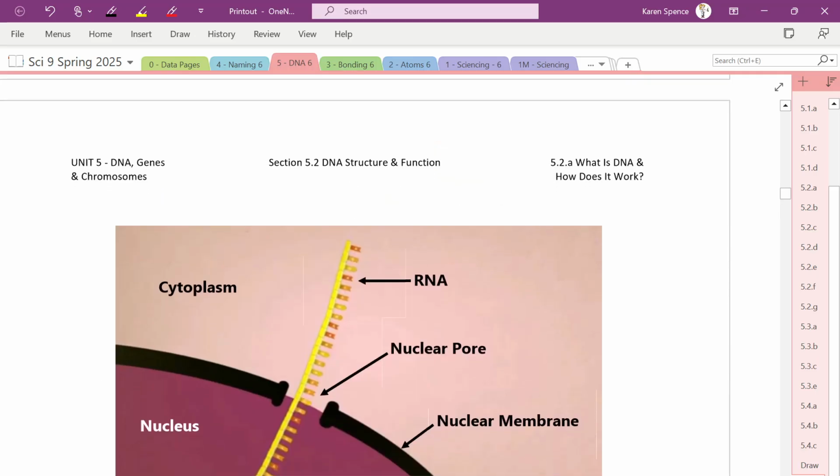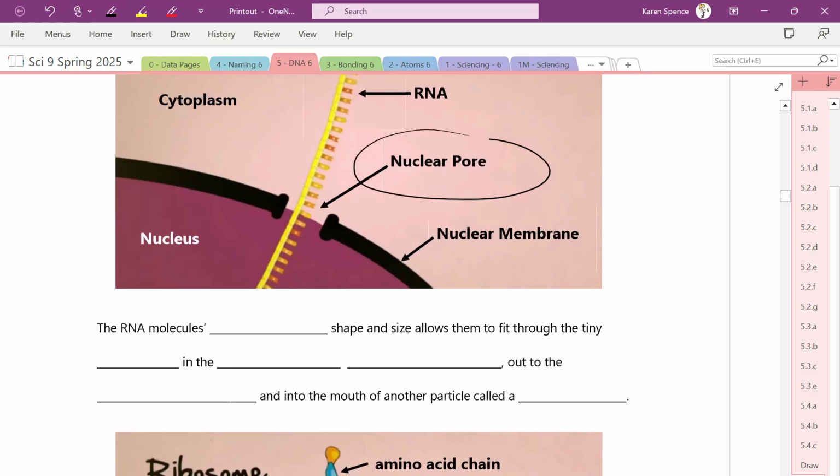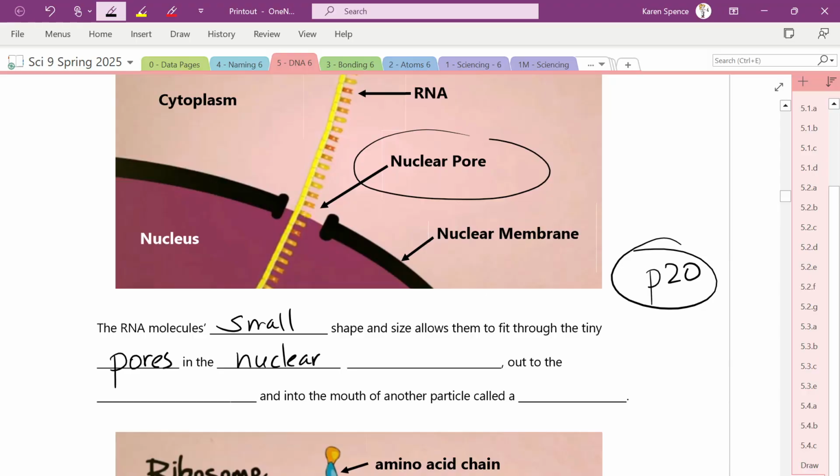Okay. Here we go. Here's the cytoplasm. There goes the RNA. It goes out through the nuclear pore. The RNA molecule is small size and shape. This is now page 20. Small size and shape allow them to fit through tiny pores in the nuclear membrane. And they fit out to the cytoplasm.